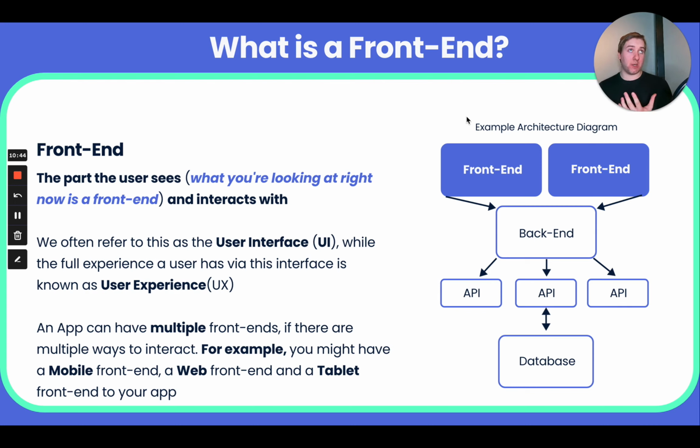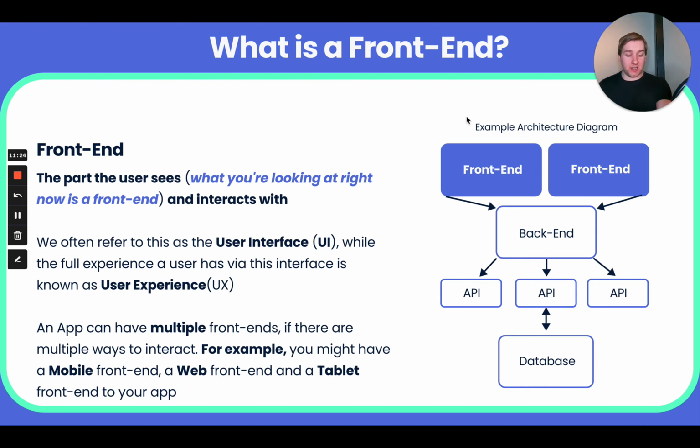So we refer to how this looks as the user interface, but we then refer to the full experience that the user has, how does it feel, how do they interact with it, as the user experience. And interestingly, an app can have multiple front ends. Take Facebook. It's got a mobile app, a web app, a website. It's okay to have multiple front ends, and you might have that on a tablet, you might even have a voice app, but you can generally just think of a front end as any way in which a user interacts with your app. Now, typically most apps are only going to have one front end, and that's okay.